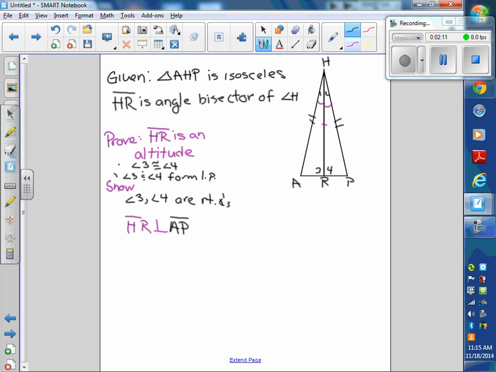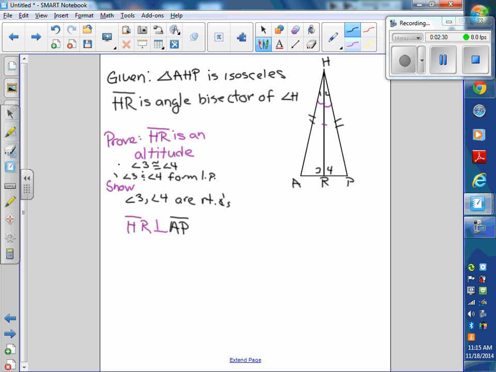Because if they're congruent and supplementary, does that make sense? Then I could say that they're perpendicular. So I have to go through those steps. Are we okay on that? Okay.